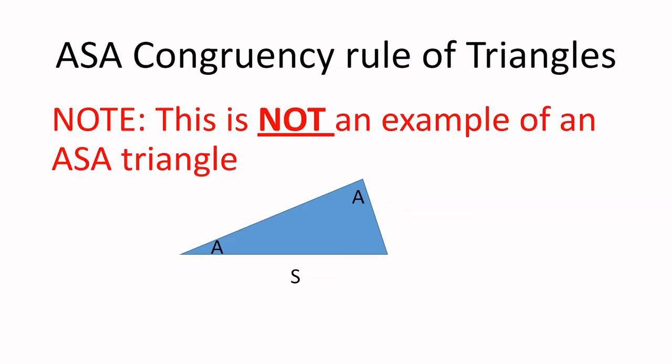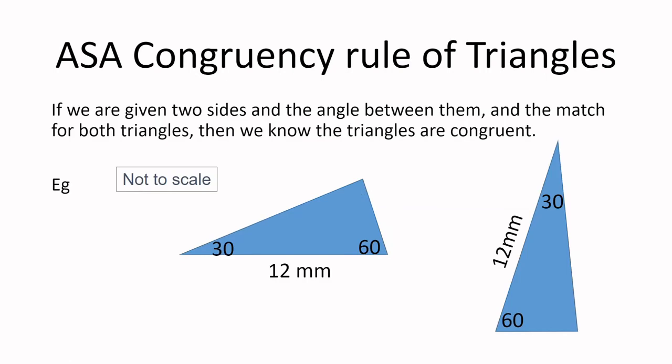This is not an ASA triangle. Look, I've given you an angle, and the side is not between them. This is AAS, not ASA. So let's have a careful look at this next example.